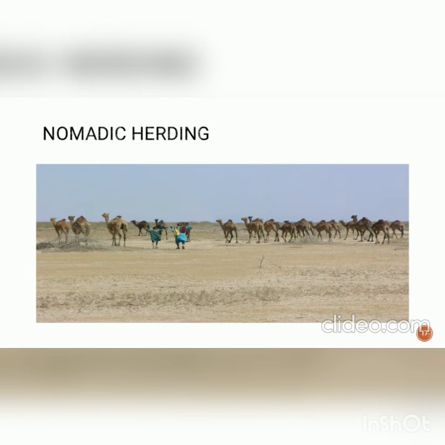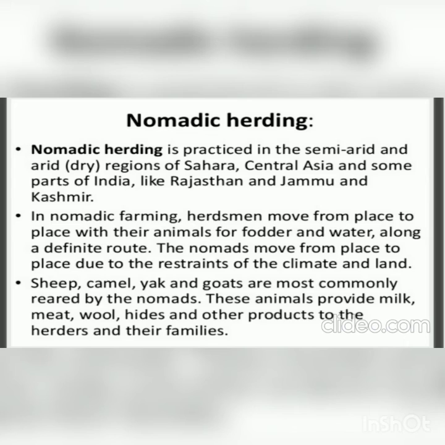Nomadic herding. Nomadic herding is practiced in semi-arid and arid regions of the Sahara, Central Asia and some parts of India like Rajasthan, Jammu and Kashmir. In nomadic herding, herdsmen move from place to place with their animals for fodder and water along a definite route. Nomads move from place to place due to the restraints of the climate and land.